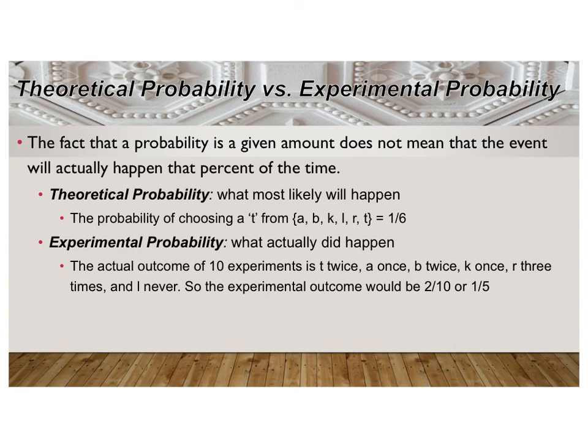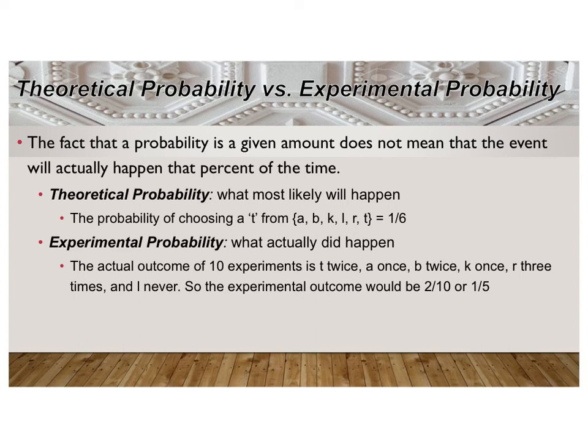If I roll a die 6 times, chances are I would get each number once. That's what our theoretical probability says, 1 in 6, right? So if I roll 6 times, I get 1 of each number. Well, what happens if, and it is totally possible, that I get 5 ones? Boom. Well, that is experimental probability.